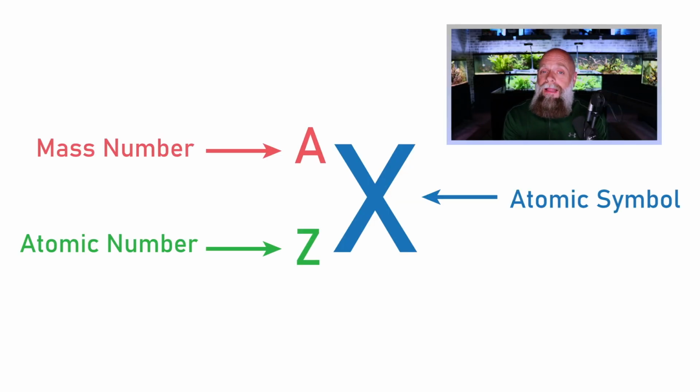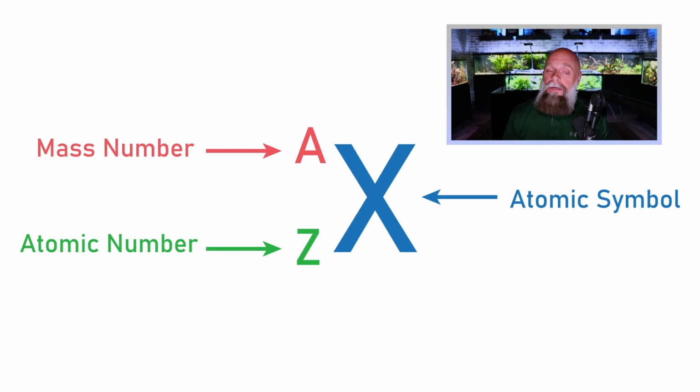Now, each element has an atomic mass and an atomic number. The atomic mass or mass number, represented by A here, equals the number of protons and the number of neutrons that an element contains. The atomic number, represented here by Z, is the number of protons, and X is the actual element. So let me show you this.